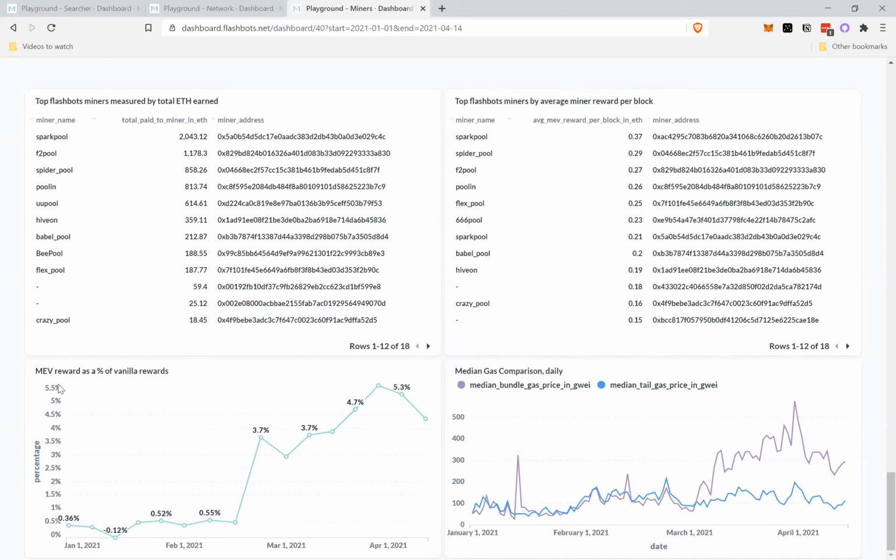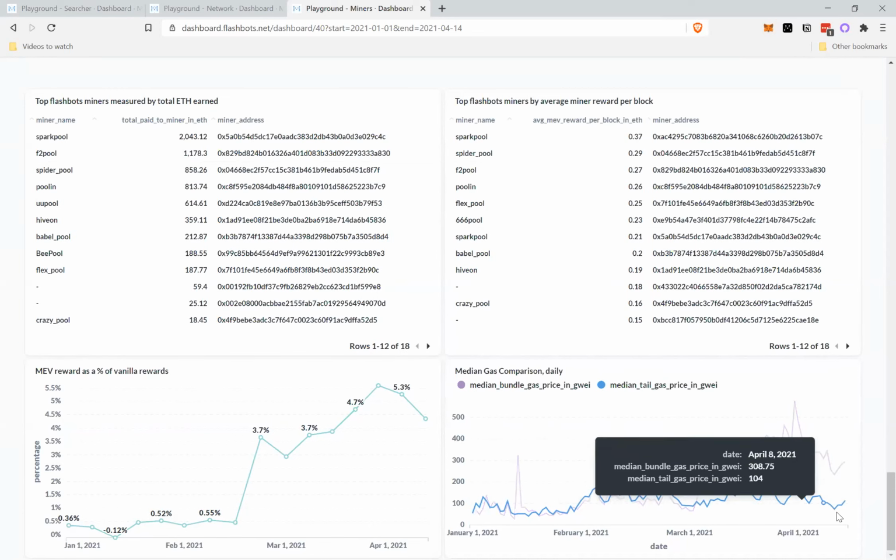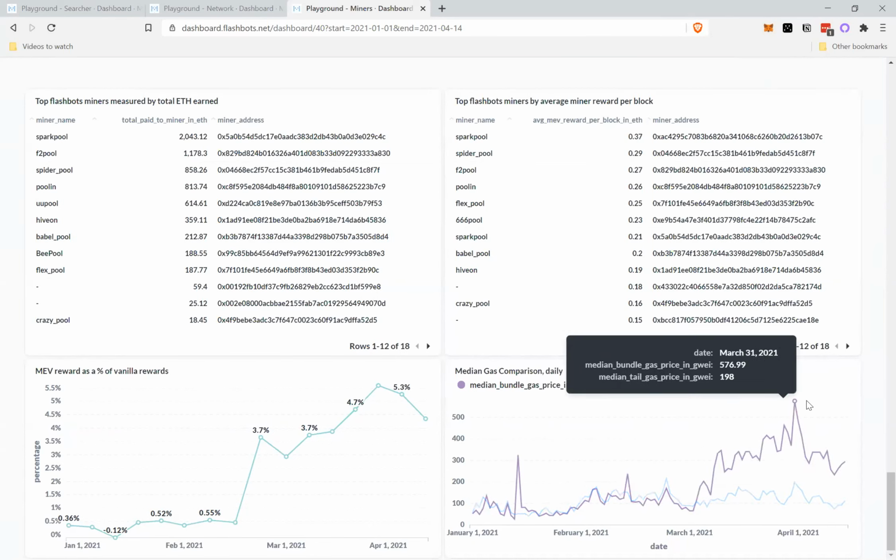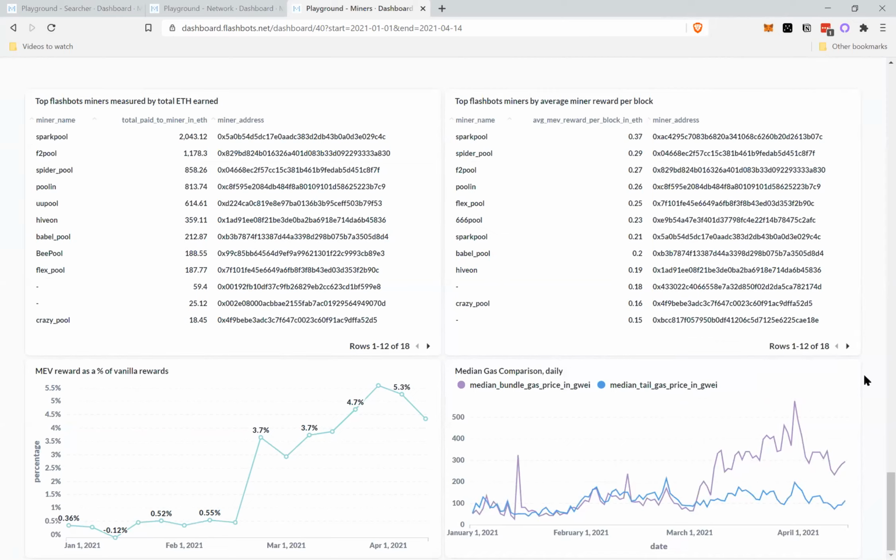The MEV reward is a percentage of vanilla rewards. So we're currently sitting at about 5% extra miner income from running MEV-Geth. And we can look at the median bundle gas price versus the median tail gas price, which tells a pretty similar story to the gas price graphs that we've seen thus far.